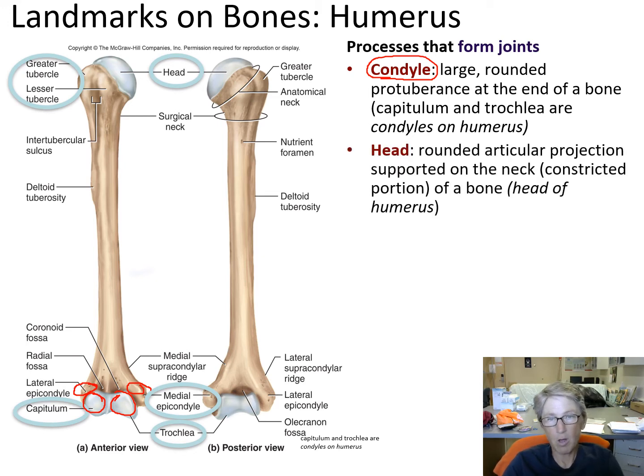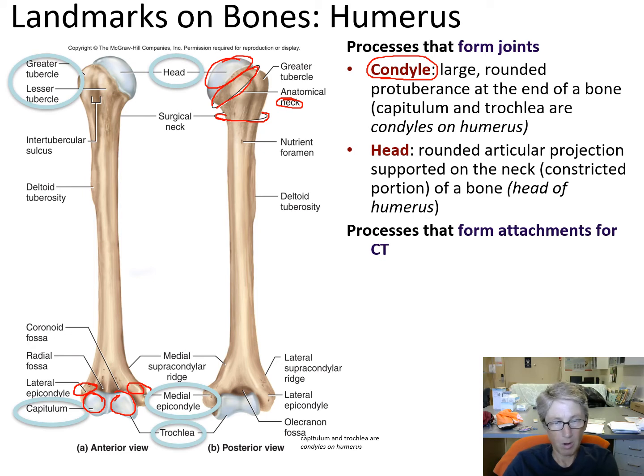Processes that form joints on the humerus would include a head. So there's a head of the humerus, and it's kind of interesting that on the humerus there are two necks. There's an anatomical neck here, and then there's a surgical neck here, a little lower than the anatomical neck. The surgical neck must be important to clinicians or anatomists, which I am neither. So those are processes that form joints.